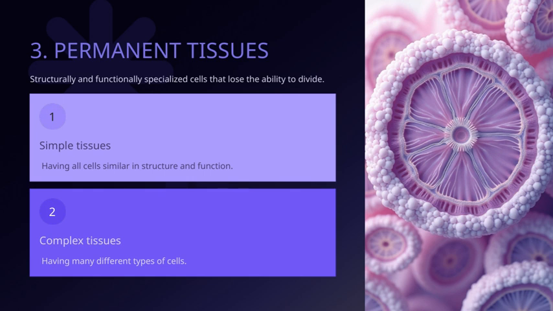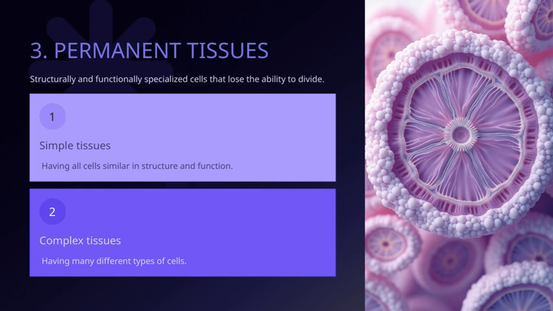Moving on, we also need to understand that some cells are structurally and functionally specialized to the point where they lose their ability to divide. These are known as permanent tissues. They are crucial for maintaining the stability and integrity of organs and tissues over time.